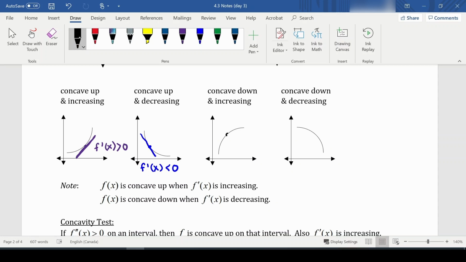Concave down and increasing means that my tangent line will lie above the curve, but my y values will increase as I go from left to right. And if I was concave down and decreasing, that means again, my tangent line will lie above the curve, but my y values will decrease from left to right. So f of x is concave up when f prime is increasing here, you'll see. We have a concave down and increasing if we have our tangent line lying below the curve.